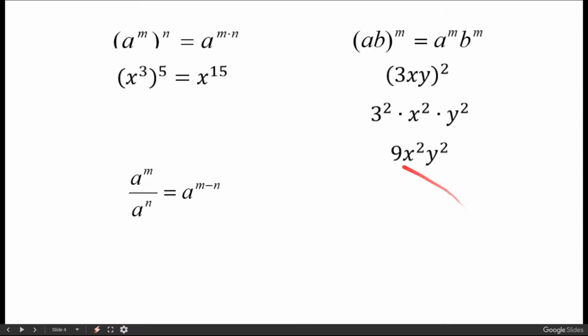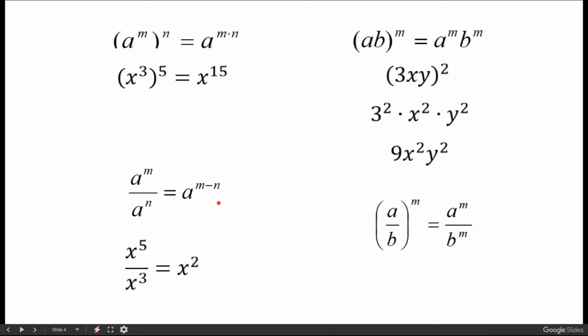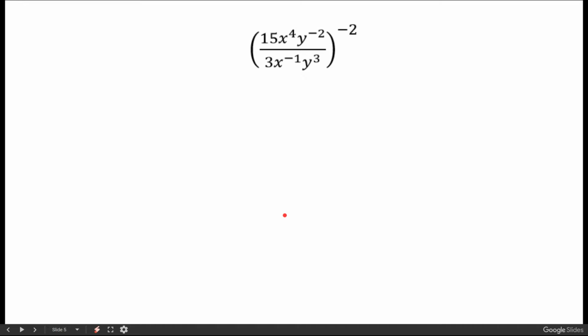If you're dividing and you have the same bases, you're going to use subtraction. And if you have a fraction and you have an exponent on the outside, you're going to apply the exponent to both the numerator and the denominator. All right, so those are all the properties. Now we're going to take a look at a more difficult problem.